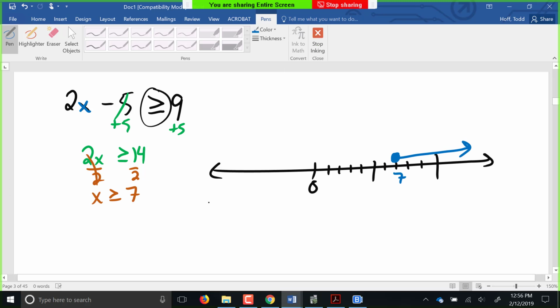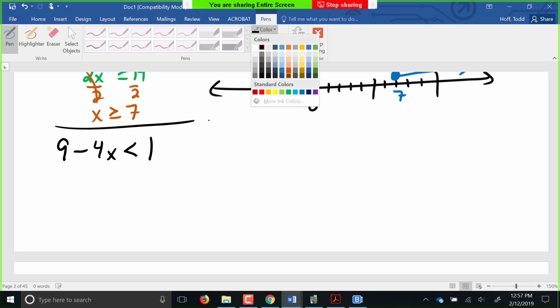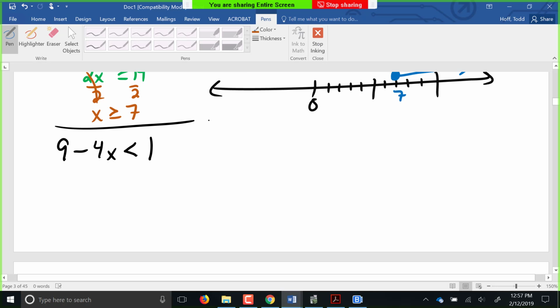Now, I said as long as we don't do anything we shouldn't, that symbol doesn't change. What can cause us to do something we shouldn't? Well, there's a couple of things, and it's not that we shouldn't do it. We just got to be careful to do it. And we might have 9 minus 4x is less than 1. So to get x by itself, what would we do to start this off? Subtract 9. Minus 4x is less than negative 8.